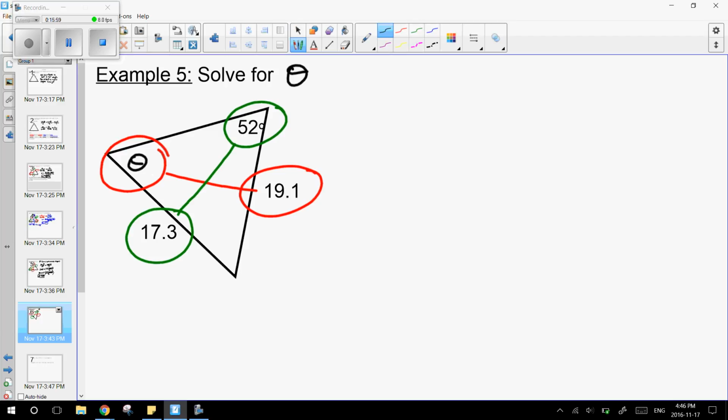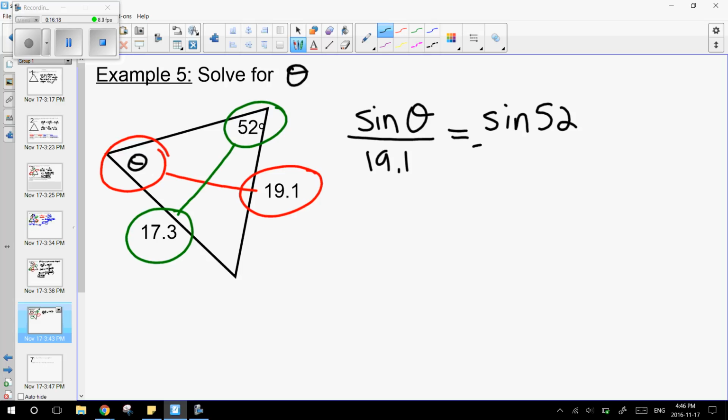Theta is unknown, so it goes in the top left hand. And remember, because it's an angle, we have to put sine with it, so that it's sine theta. Then its opposite is the 19.1. For our other pair, we have sine 52. Again, it must go on top, since in our other ratio, sine was also on top. And it's divided by its opposite side, which is our 17.3.